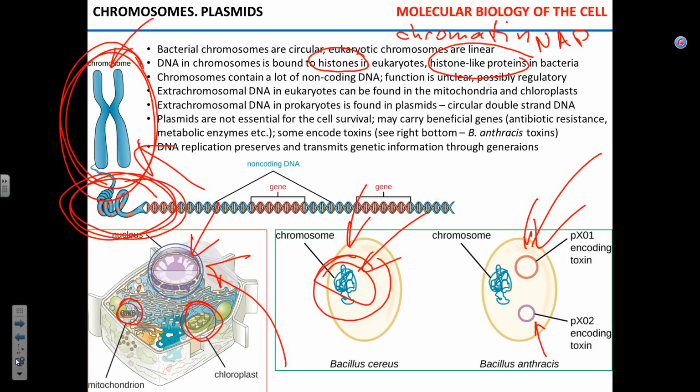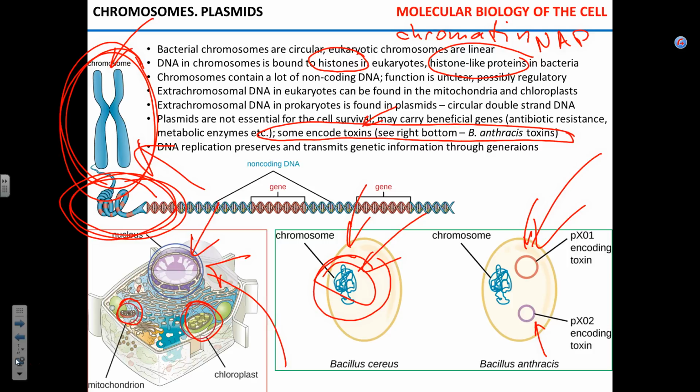It may be a gene that encodes an enzyme that produces some nutrient. And for many pathogenic bacteria, these genes encode virulence factors, okay? I said toxins here, but it can be any virulence factors.